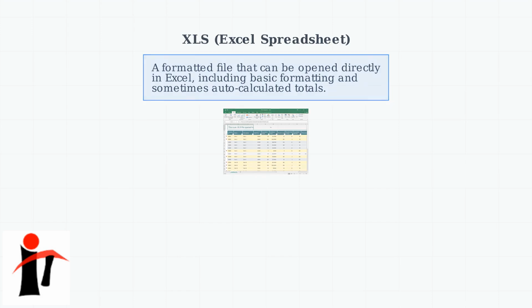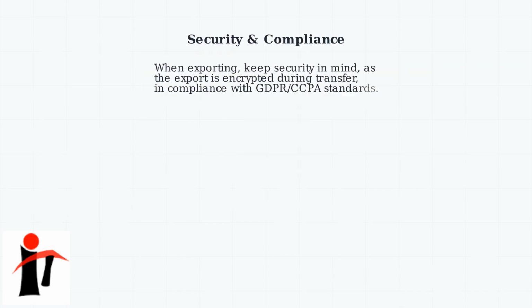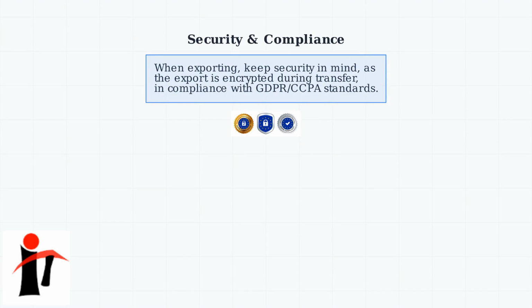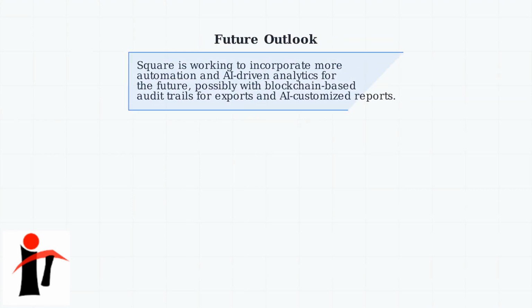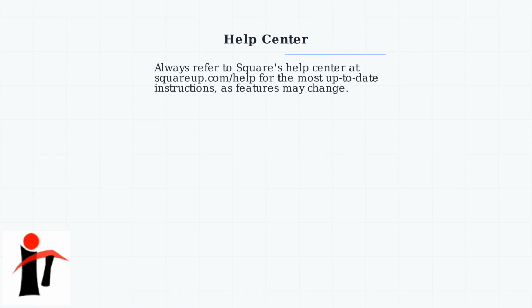auto-calculated totals. When exporting, keep security in mind, as the export is encrypted during transfer in compliance with GDPR, CCPA standards. Square is working to incorporate more automation and AI-driven analytics for the future, possibly with blockchain-based audit trails for exports and AI-customized reports. Always refer to Square's Help Center at squareup.com/help for the most up-to-date instructions, as features may change.